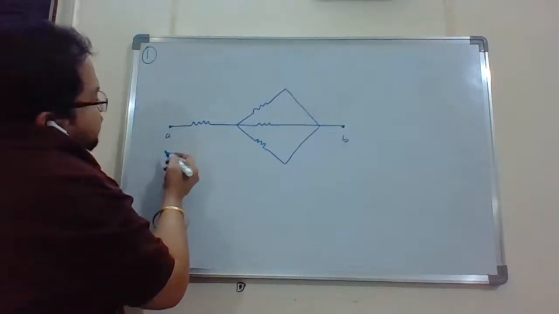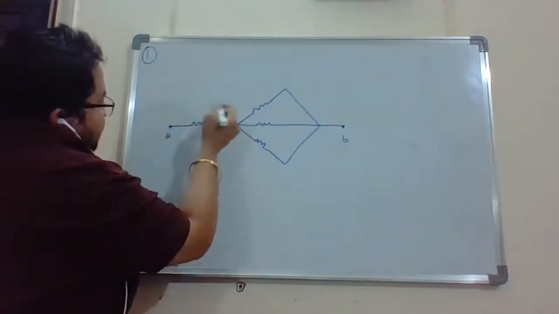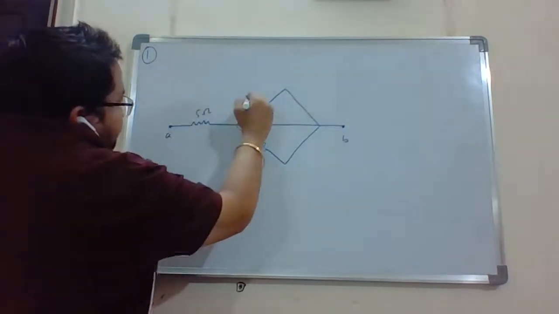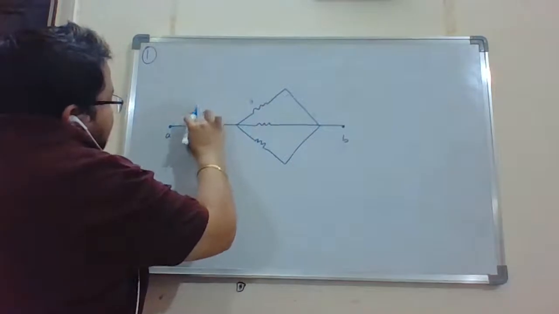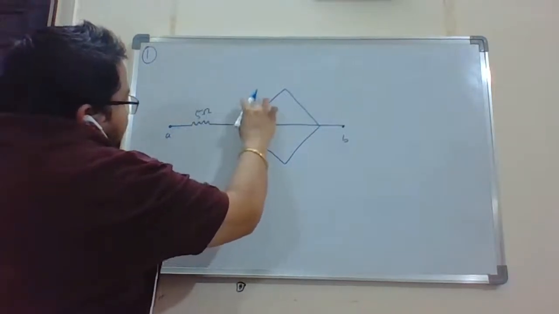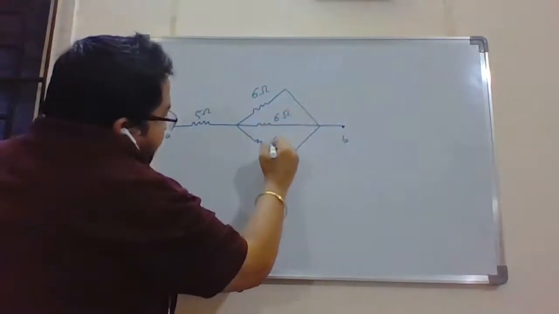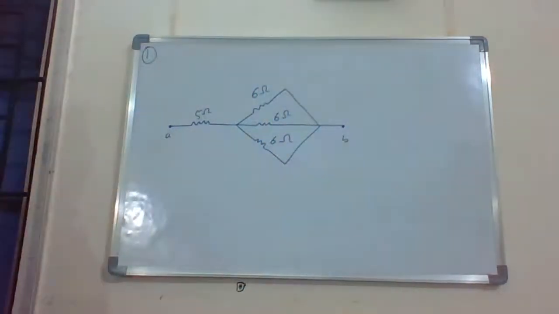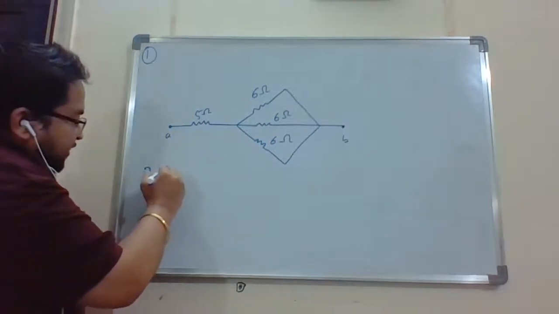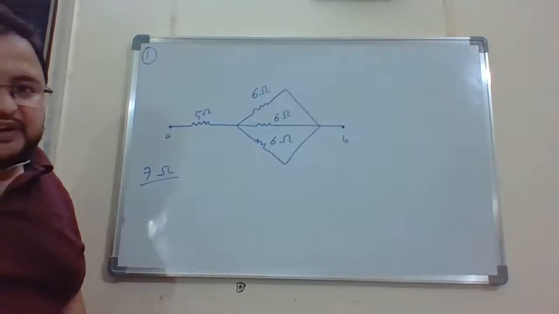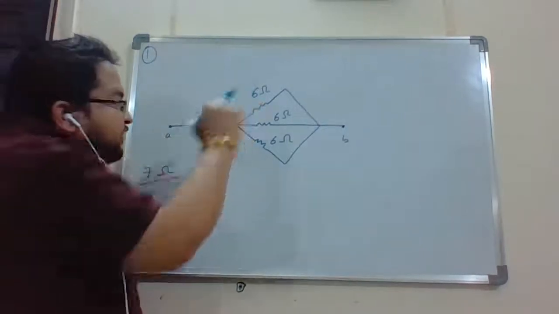For simplicity, let's say this is 5 ohm, and this is 6 ohm, this is 6 ohm, and this is 6 ohm. So what will be the answer? The answer would be 7 ohm. Just by looking at the circuit, we can say that the answer would be 7 ohm. How? Let us start solving.